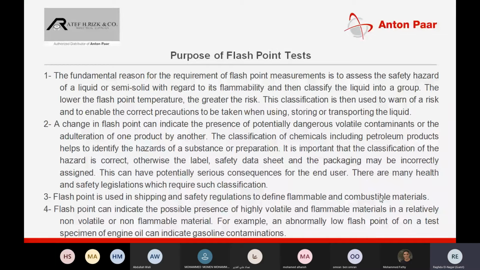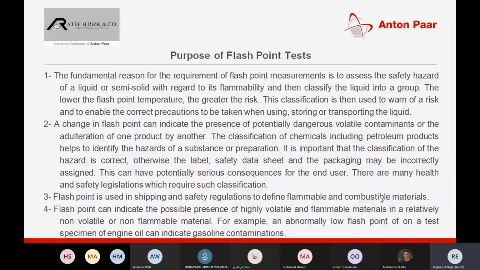There are many purposes for flashpoint tests to be determined for the sample because of their importance. The fundamental reason for flashpoint measurement is to assess the safety hazards of a liquid or semi-liquid with regard to its flammability, and then classify the liquids into groups as to whether they are flammable or not. The lower the flashpoint temperature, the greater the risk. The classification is then used to warn of a risk and enable correct precautions to be taken.